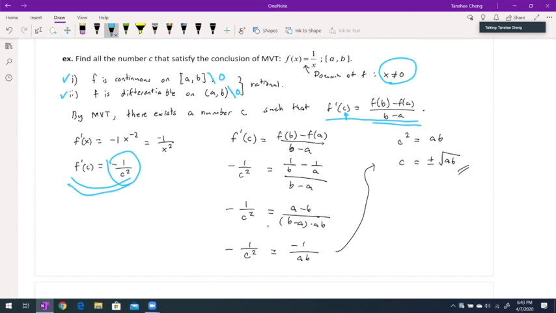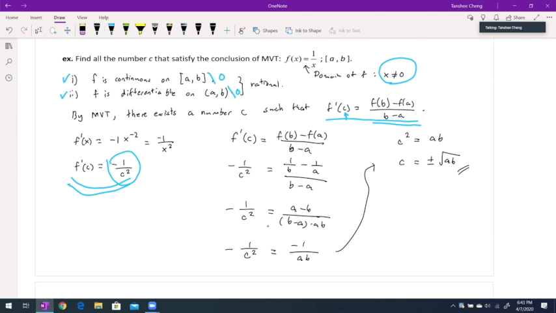Okay? So negative 1 over c squared is equal to the function evaluated at b, which is 1 over b, minus the function evaluated at a, 1 over a, over b minus a, which is the change in y over the change in x. This is the slope of the secant line that we have.